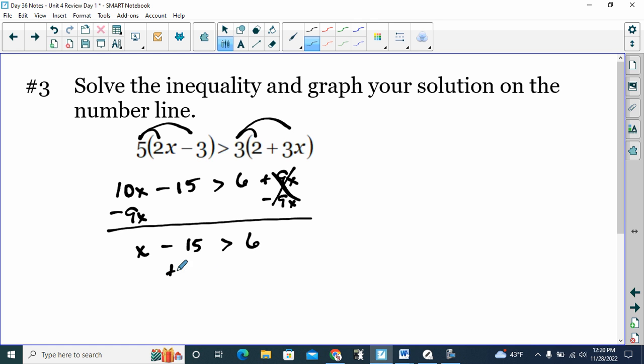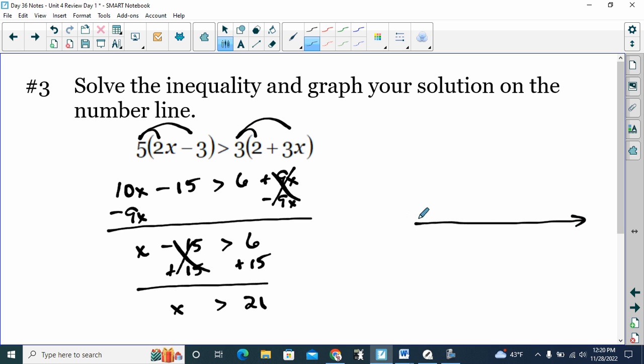And now I can add 15 to both sides. And we have solved the inequality. We get x is greater than 21. 21 goes on my number line. X could be greater than 21, but not equal to. So I need to shade in to the right again with an open circle.